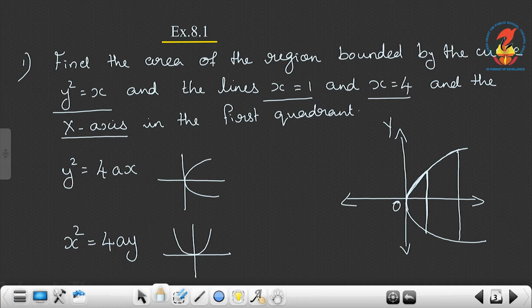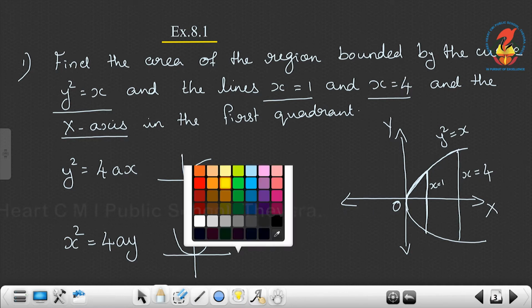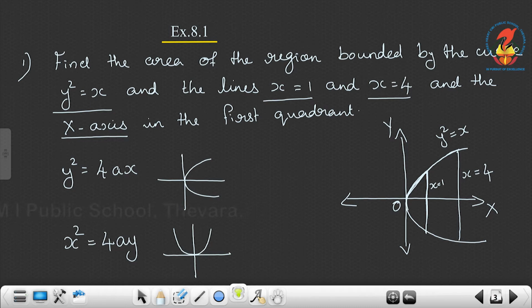So you have to shade which is the region. Once again, read: region bounded by the curve y square equal to x. So one side y square equal to x, and this is the curve y square equal to x. Then one side x is equal to 1. This line is x is equal to 1 and the second line x is equal to 4 and the x axis. So which is the portion? So the portion is that. Okay, that colored portion is what we have to find.